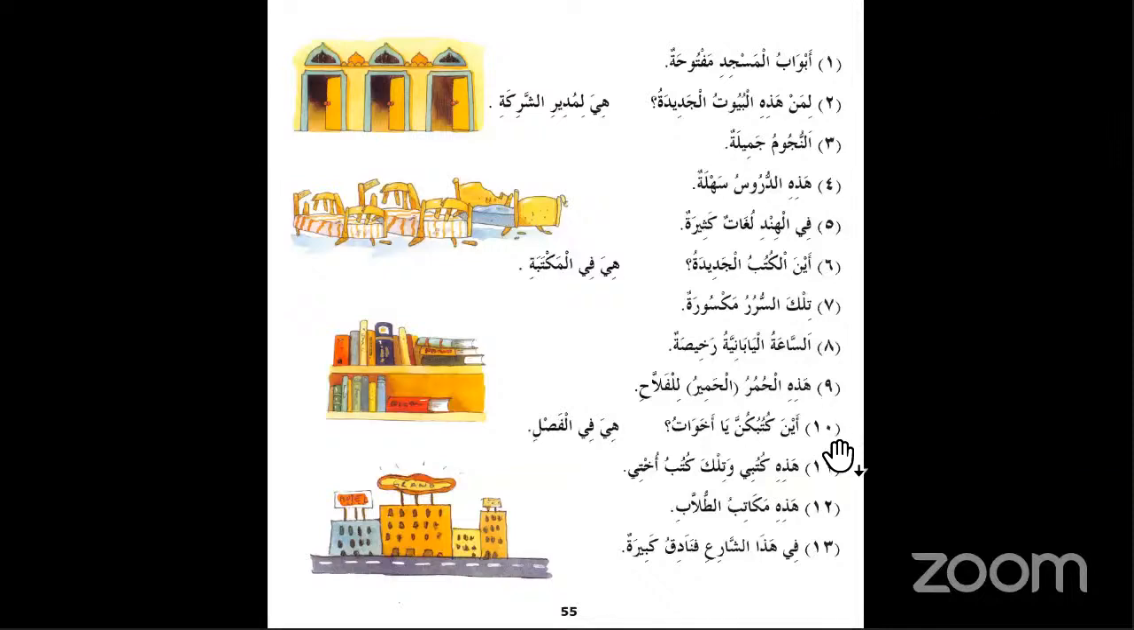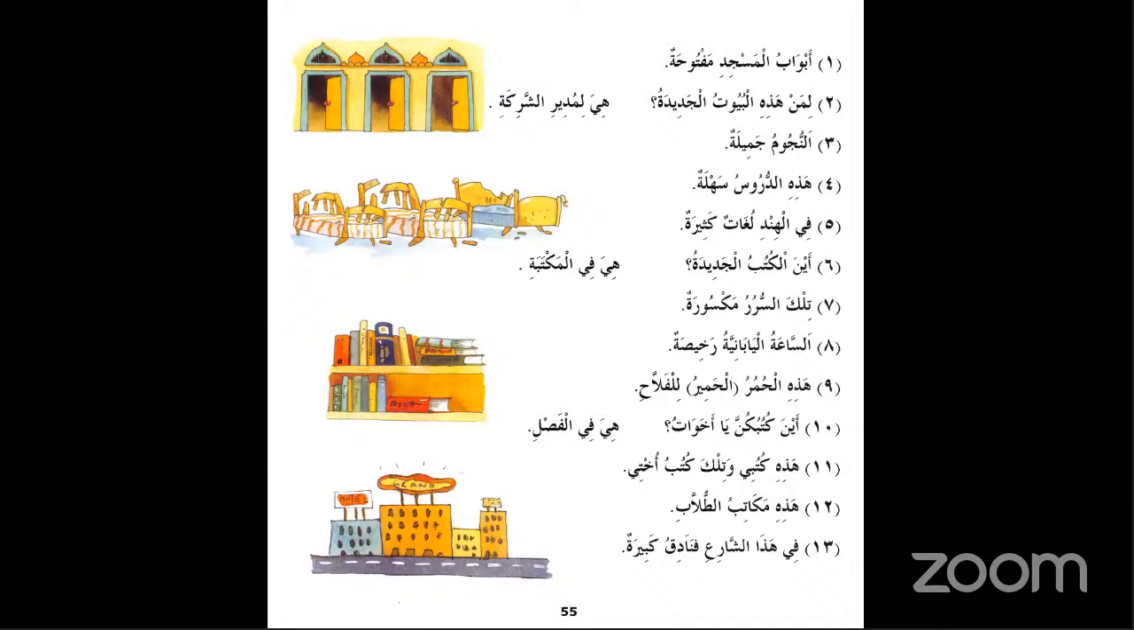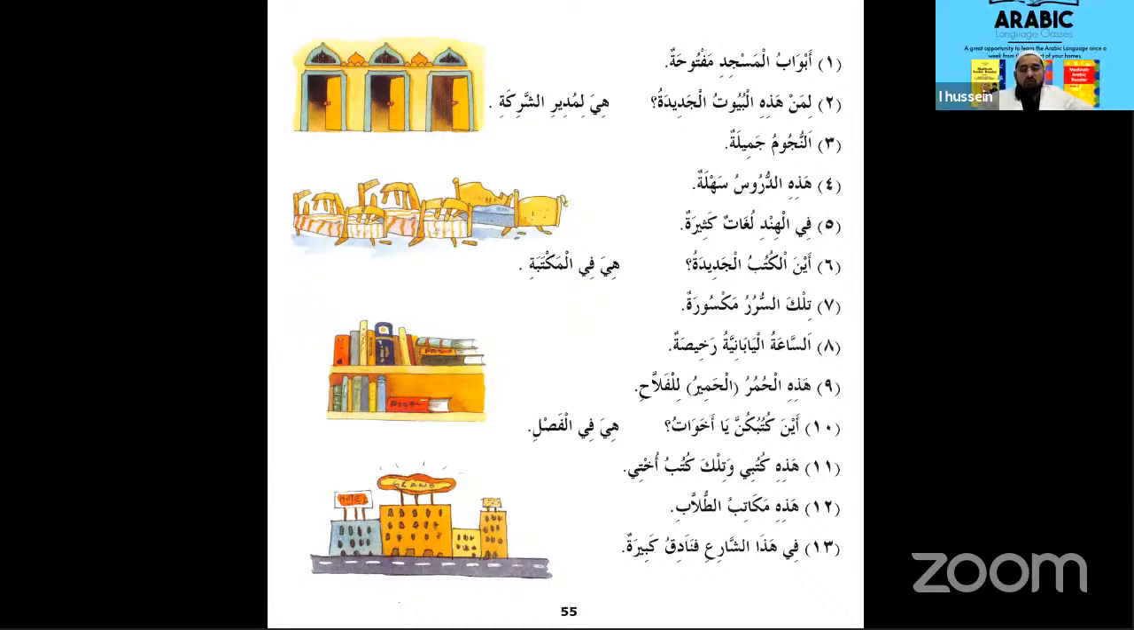Hazihil humuru al-hamiru lil-fallahi. Al-hamiru in the bracket is saying that there are 2 types of plural. Himarun is the singular; al-humuru and al-hamiru are both plurals for donkey. These donkeys are for the farmer.